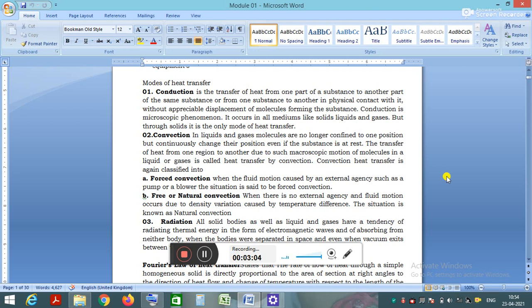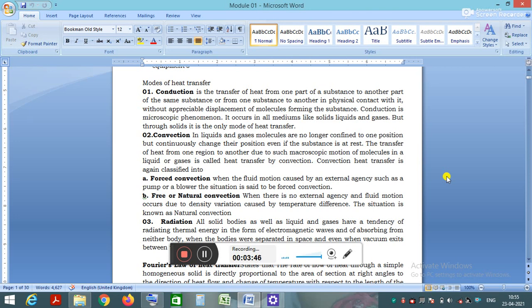Here the transfer of heat or energy takes place because of physical contact. There is no appreciable displacement of the molecules. Conduction is the transfer of heat from one part of a substance to another part of the same substance, or it may also take place from one substance to another which are in physical contact. And here the displacement of the molecules which form that substance is very negligible.